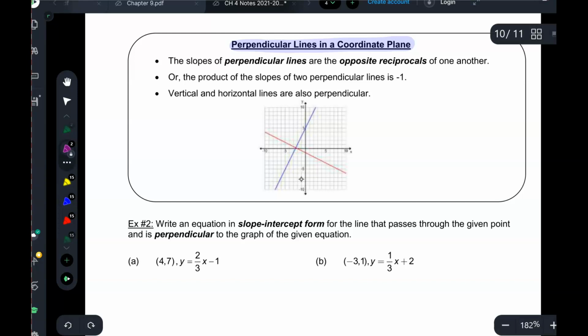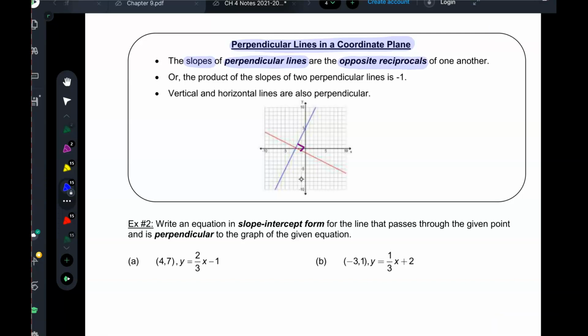So right here, they always make a right angle. Sometimes what you'll see is a little box or a little square put where the lines are crossing. That just represents a 90-degree angle. Now, you don't really need to know that until geometry. What we need to know for algebra in terms of writing the equations of lines is that the slopes of perpendicular lines are what we call opposite reciprocals.